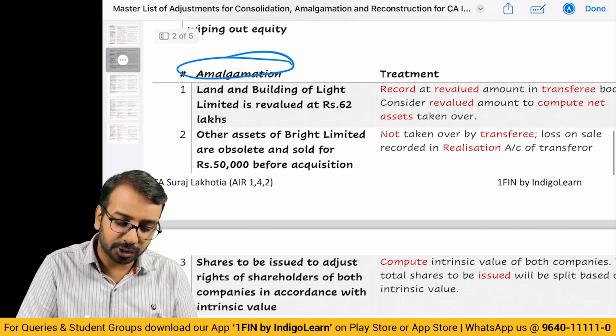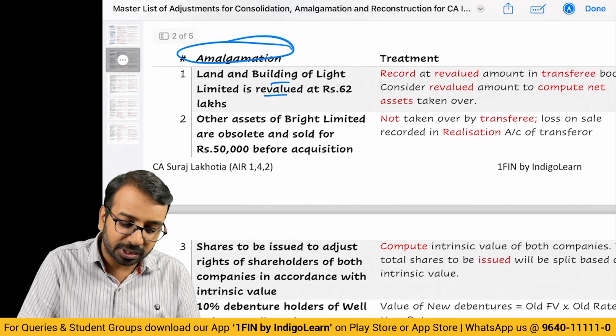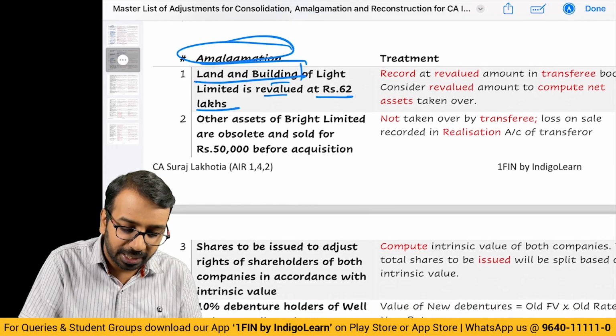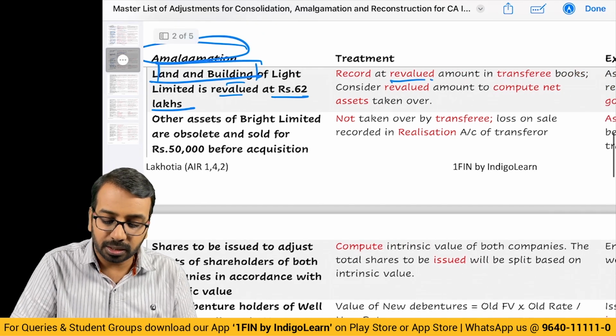Now coming to amalgamation. In amalgamation, if there is anything which has been revalued on the date of acquisition, let's say land and building has been revalued, then you will record it at the revalued amount.